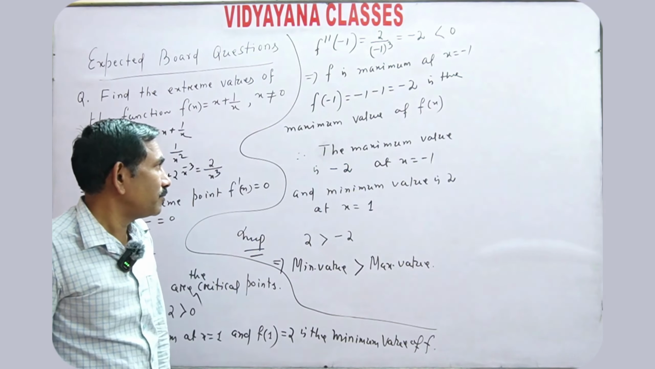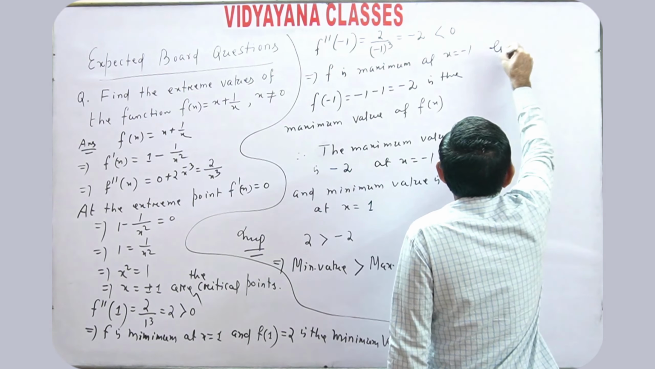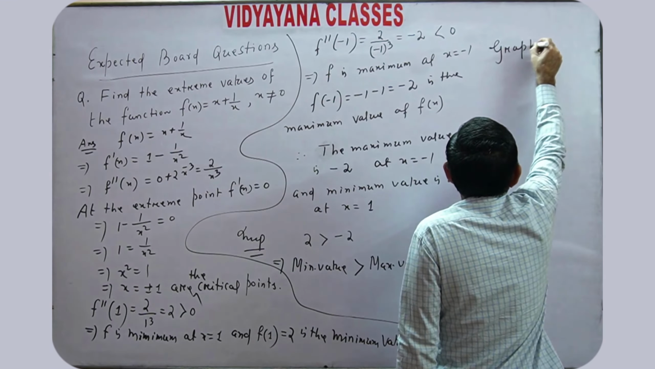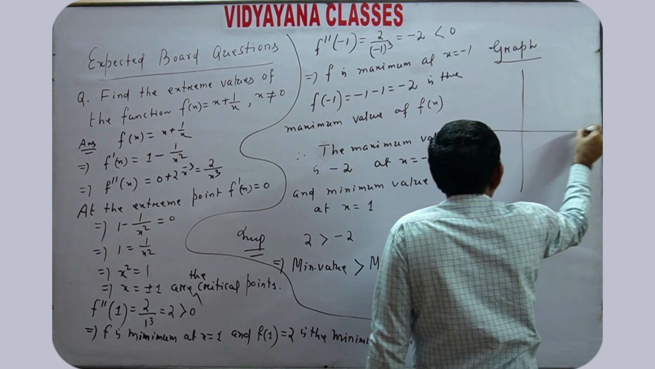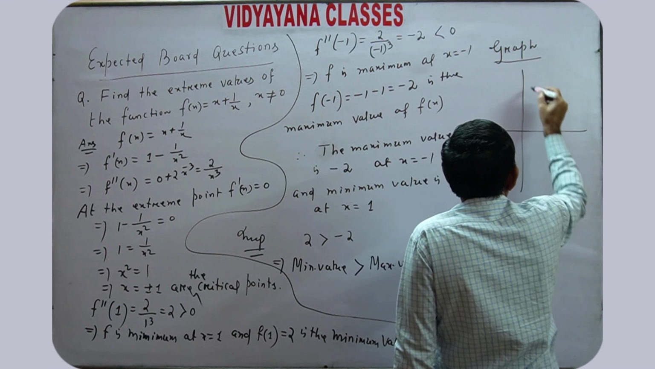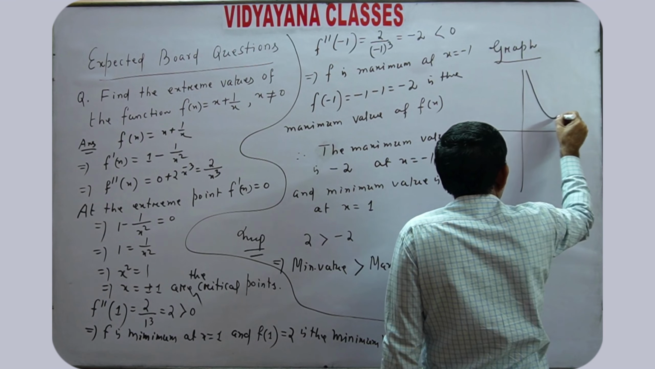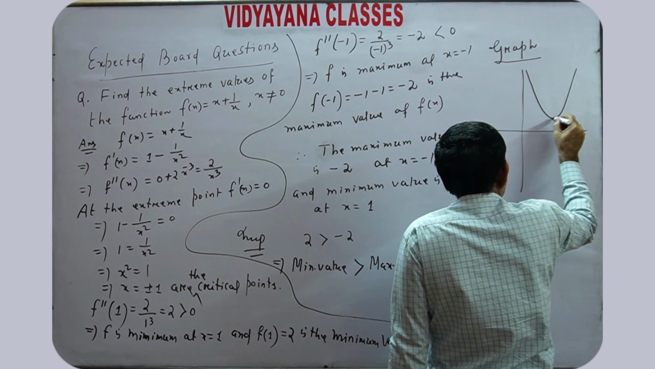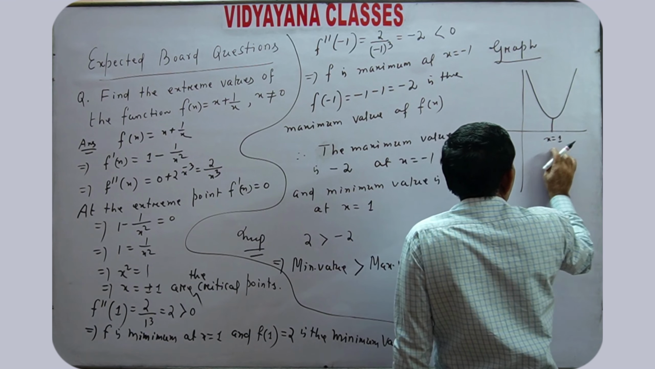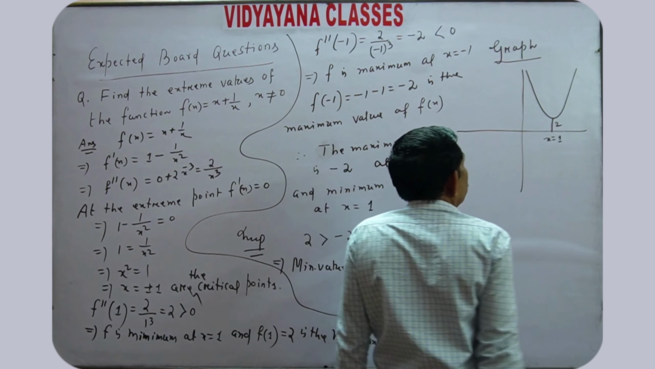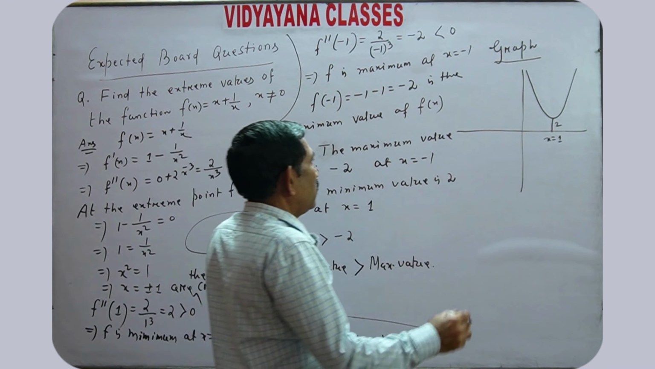Most important. Graph of the function. The function is maximum at x is equal to minus 1 and the minimum at x is equal to plus 1. At x equal to 1, the value is 2. It is the least value or minimum value of the function.